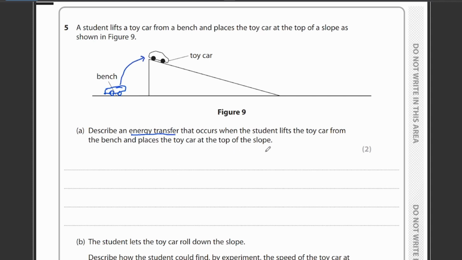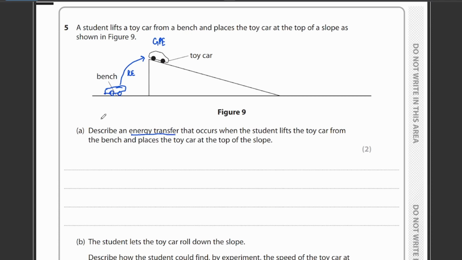What the question is asking is, what is the energy transfer when the student lifts the toy car from the bench and places the toy car at the top of the slope? So it's nothing to do with energy transfer here. Most students make the common mistake of actually describing what is actually happening here. So here the toy car has GPE. There's no GPE here. So what type of energy is actually being transferred here? So when it's being moved from there to there, yes, there is KE, but that kinetic energy is coming from the student. So the energy of the student is chemical energy.